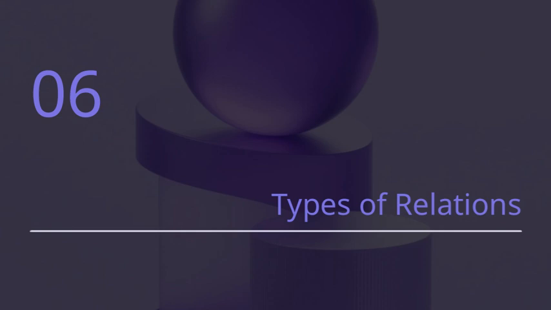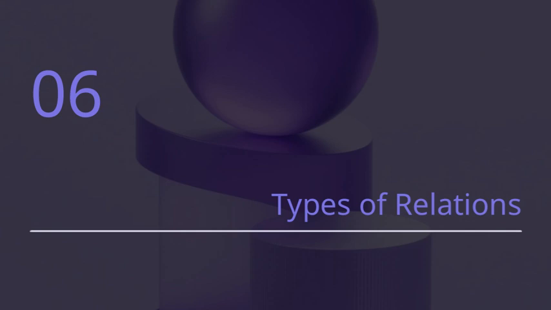Next, we have the one-to-many relation, which is quite common. Here, a single entity in one table is related to multiple entities in another table. For example, a single customer can place many orders, but each order is linked to just one customer. Then, we also encounter the many-to-many relation, where multiple entities in one table relate to multiple entities in another. For instance, students and courses. Students can enroll in many courses, and each course can have many students. Managing this type of relation often involves a junction table to keep things organized.